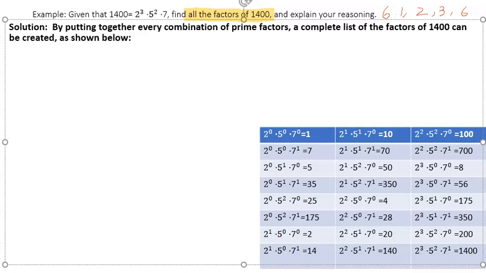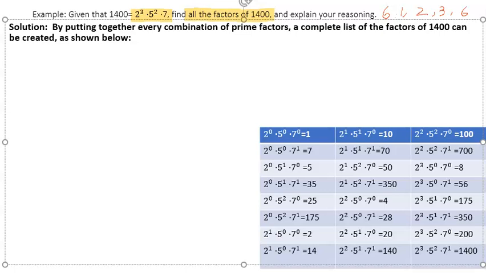Well, for big numbers like 1400, it would take a long time if we want to do it this way. So what we're going to do is look at the prime factorization of the number. So here it's given. If it's not given, we can also use the divisibility test to figure this out. So we just keep breaking down.